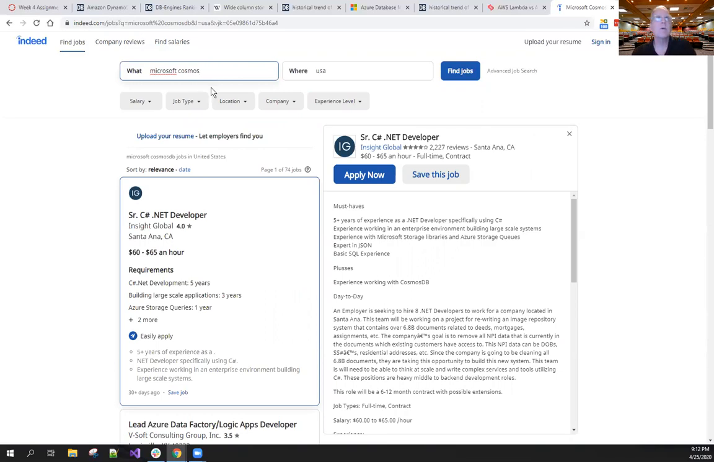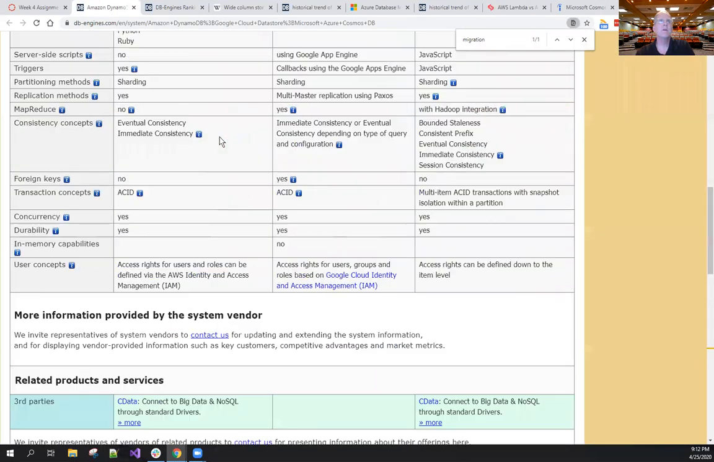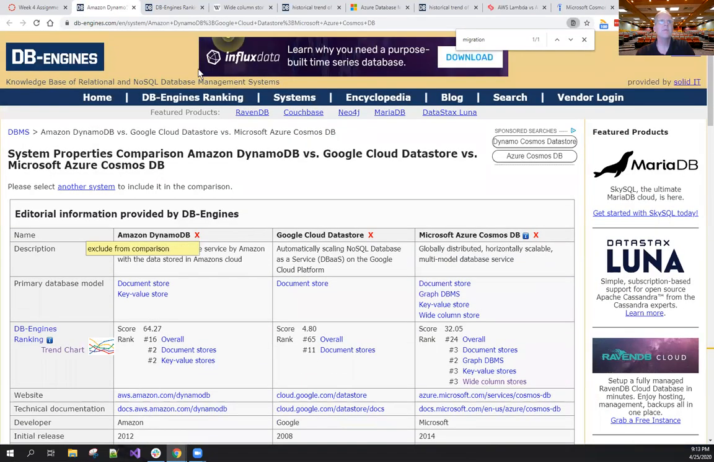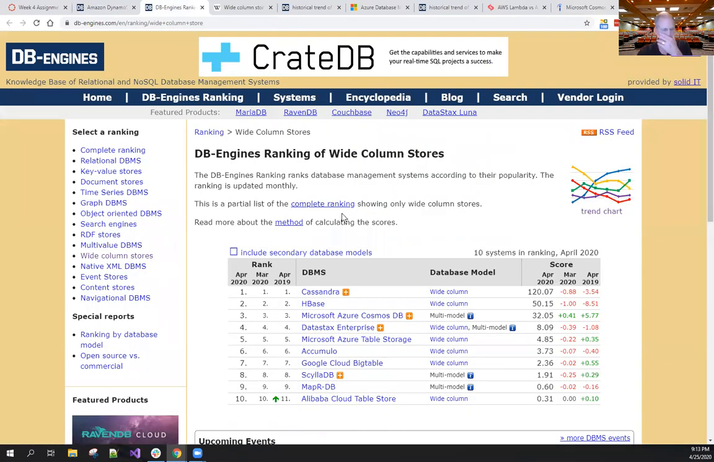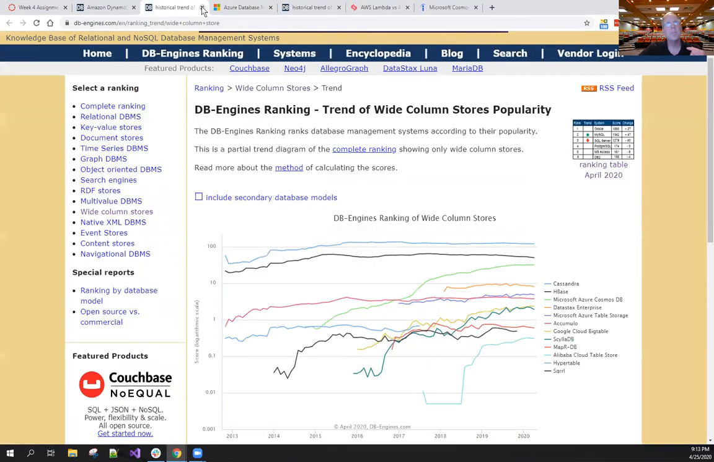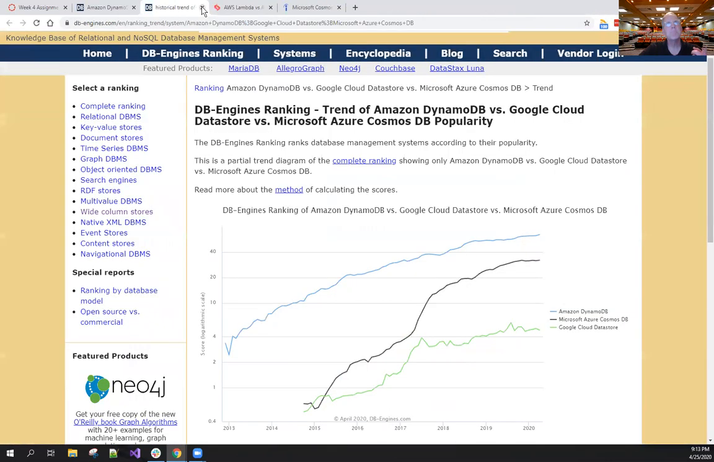Yeah, let's just go with Amazon. It just seems like there's a lot more opportunity. So, decision made. We're going with Amazon. Amazon DynamoDB. We're going to use Amazon DynamoDB. We're going to use Amazon Lambda.